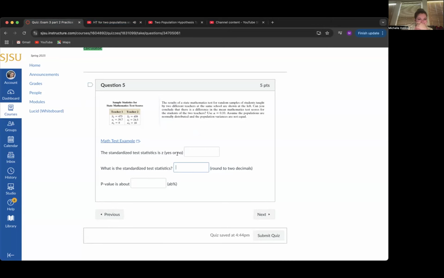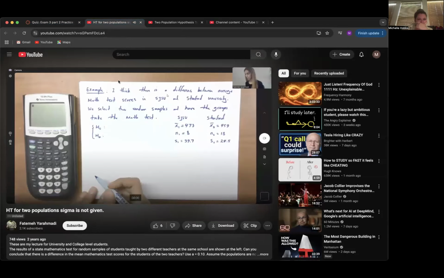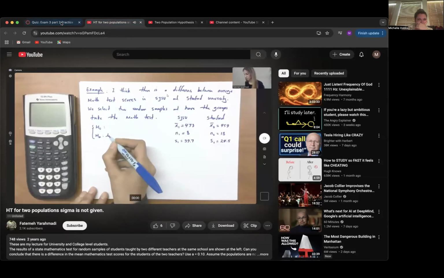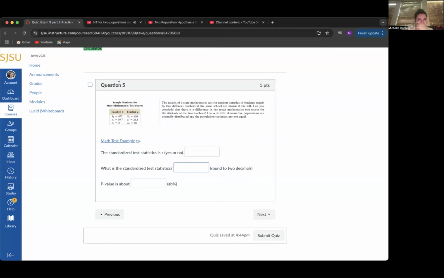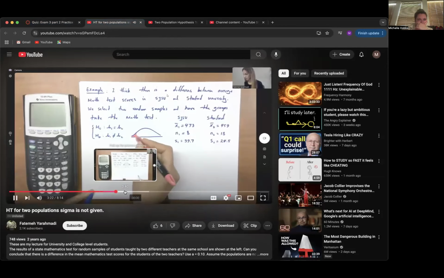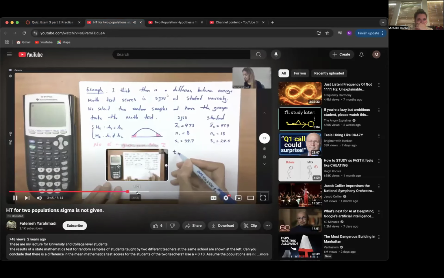Null and alternative hypothesis. Well, this is what I'm thinking. This is my claim: there is a difference. It means that they are not equal to each other. So the claim is mu1 is not the same as mu2. The null hypothesis is its opposite, its complement.